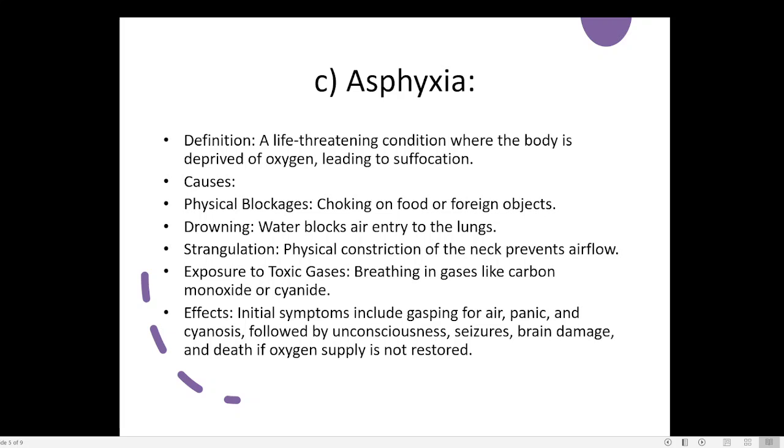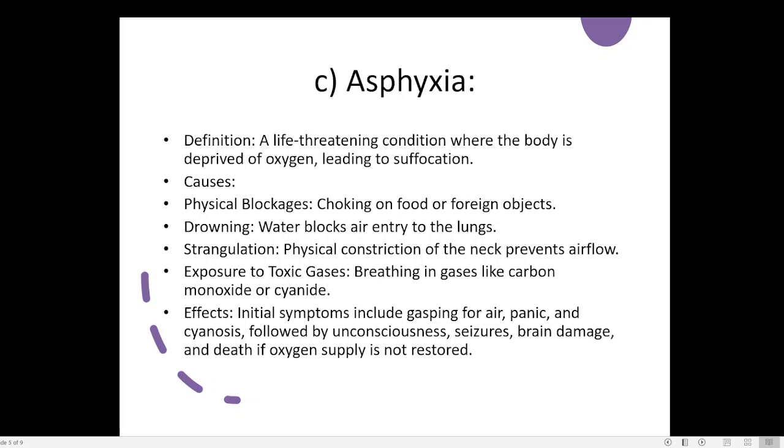So physical blockage, for example, choking on food or foreign objects. If some foreign particle enters your pharynx and blocks your trachea or air tube, then you may not be able to take a sufficient quantity of oxygen into the lungs. So that is another cause: physical blockage or choking on food or foreign objects. Then drowning. When you are in water, you may not be able to breathe because we don't have the capability of taking oxygen from water. That leads to drowning. So water blocks the air entry into the lungs.